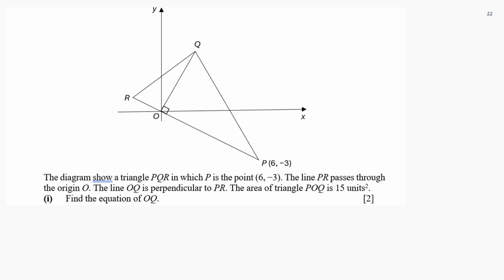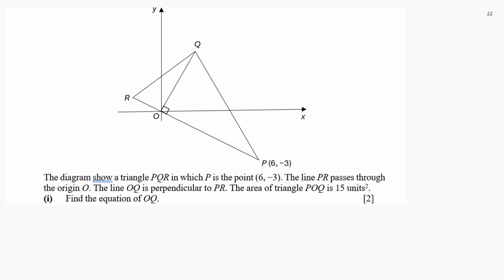Right, let's look at the last question. So in this last question here, you're given a triangle PQR. You're given point P, and you're given that PR passes through the origin, and OQ is perpendicular to PR. Okay, and you're also given that the area of triangle POQ is 15 units square. Find the equation of OQ.